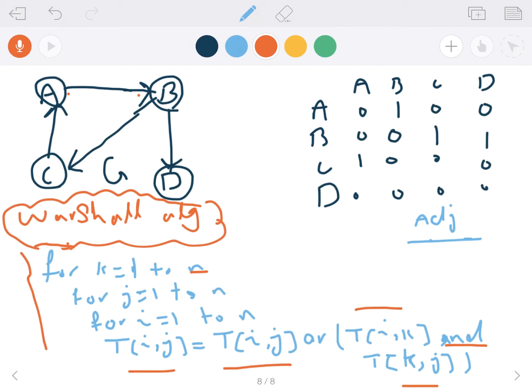And these two are in the parentheses, okay? So here we have a parenthesis, and this is the or one, because it might be the case that T[i][j] is already 1. So if it's already 1 and there is no path using the node k, we don't want to put 0 for the value of T[i][j], okay?